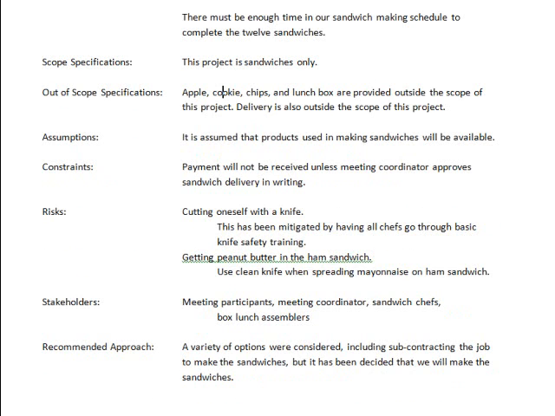Scope specifications, well, these are the things that directly apply. What is within the scope of our project? For scope specifications, these are the things that are specifically within the scope of our project. We're going to be making sandwiches. Out of scope specifications are things that are not part of our project. In this case, we're not in charge of apples, cookies, or chips. We're not even in charge of putting lunch boxes together. All of that is outside the scope of this project. We're simply making sandwiches and moving on.